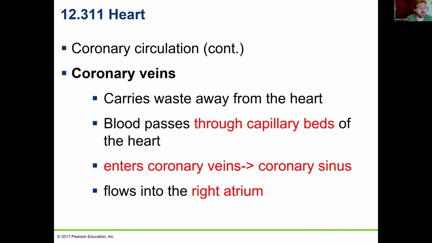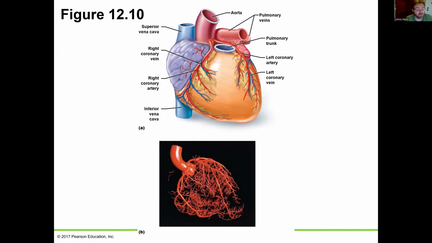Now, coronary veins carry blood away from the heart. Blood passes through capillary beds of the heart, enters the coronary veins, then enters the coronary sinus before finally returning to the right atrium. So here's the cardiac system of the heart itself. As you can see, it's hypervascular. Again, this is tissue that's getting a lot of work done on it. It's having to work constantly.